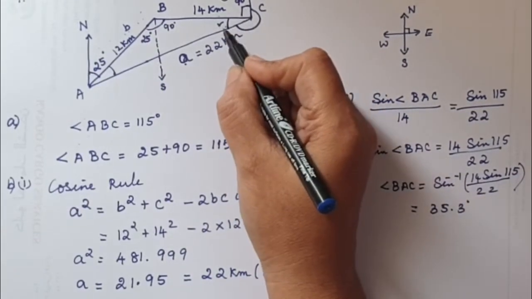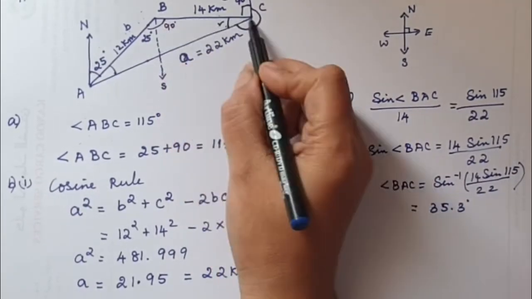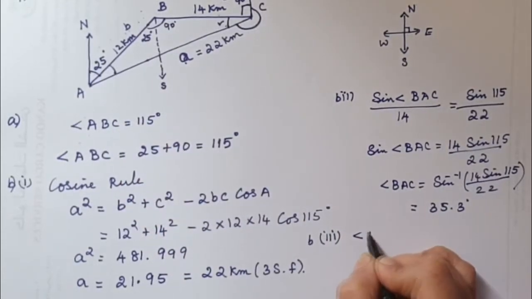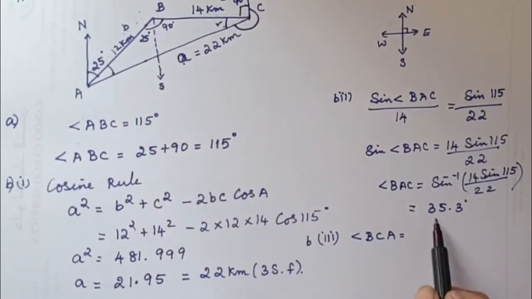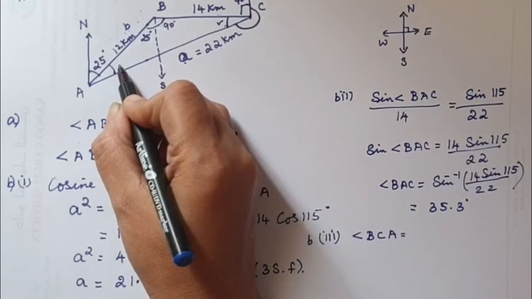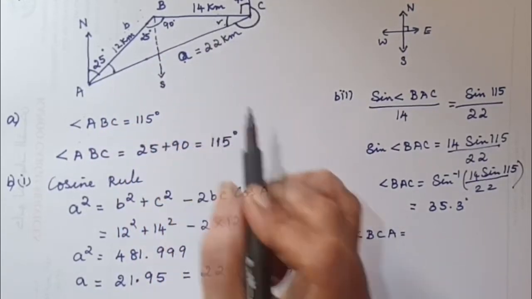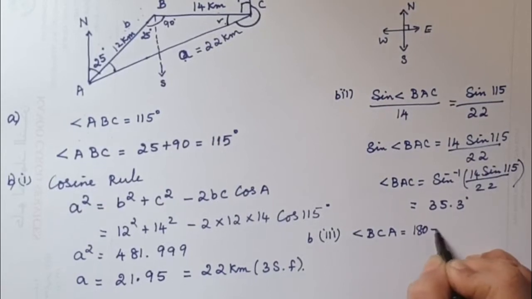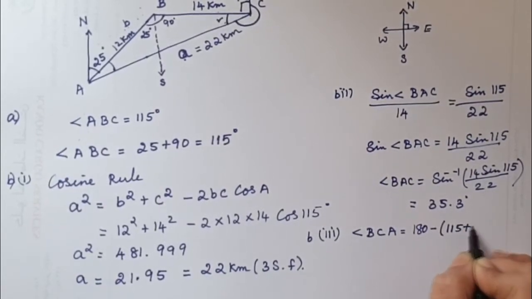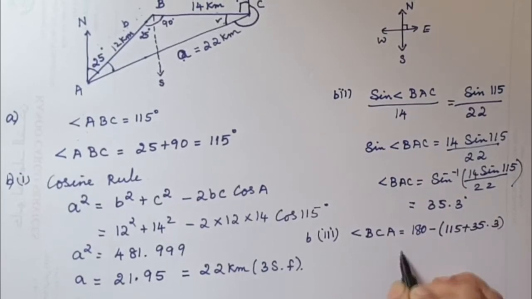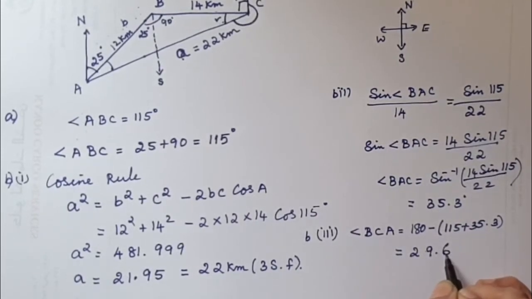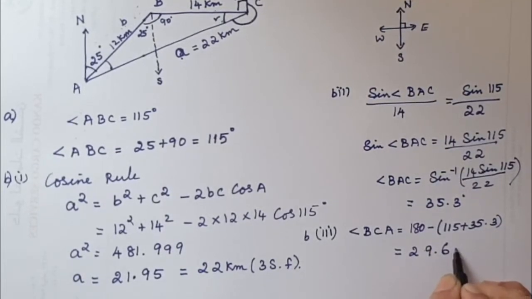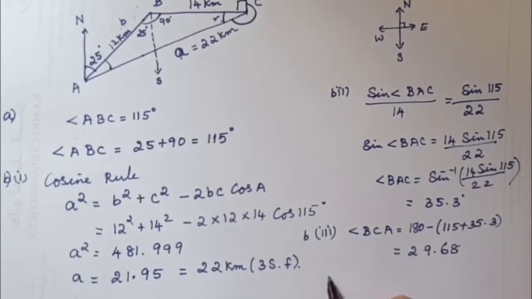So now in order to find this angle, that is angle BCA, let us calculate angle BCA. We know this angle as 115, and this angle we have calculated as 35.3. Add these two, 180 minus, we'll get this angle. So it will be 180 minus 115 plus 35.3. So 180 minus, that will give us 29.68.